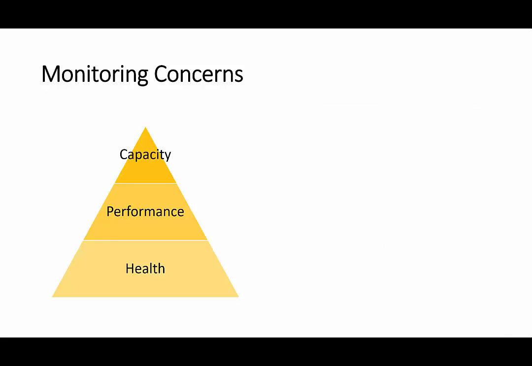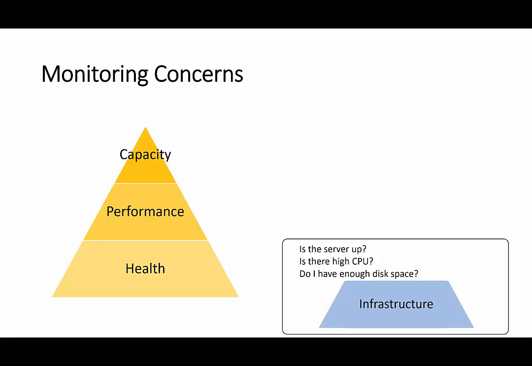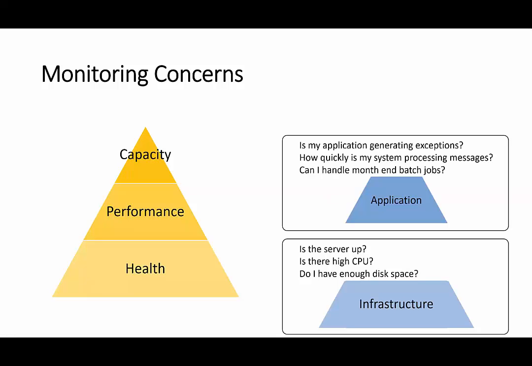And in fact, all three of these questions deal specifically with the health, the performance, and the capacity of the infrastructure that I'm dealing with. A different set of questions that would look at the health, the performance, and the capacity of the application could be, is my application generating exceptions? This would talk to the health of my application. Or how quickly is my system processing messages? Would talk to the performance. And can I handle my big month-end batch jobs? Would give us a view of the capacity of our application.